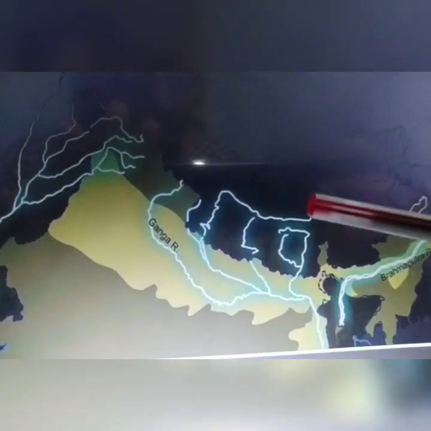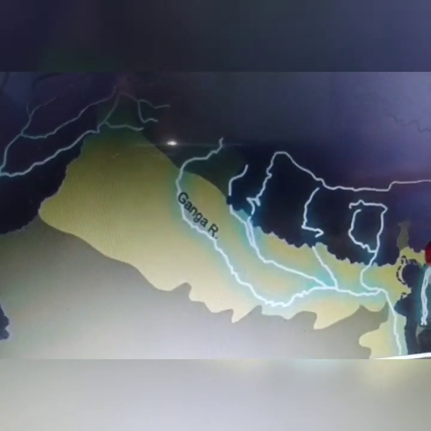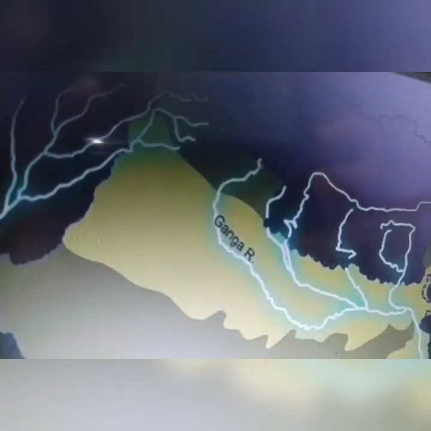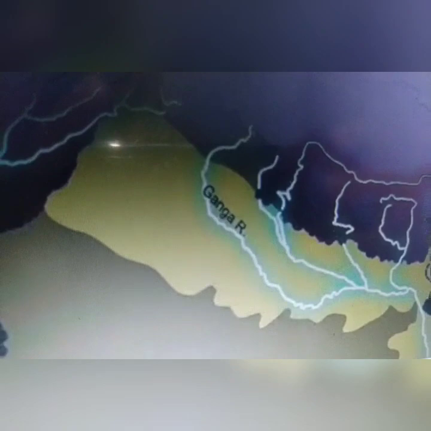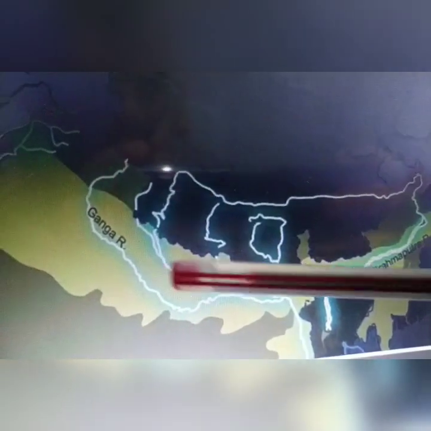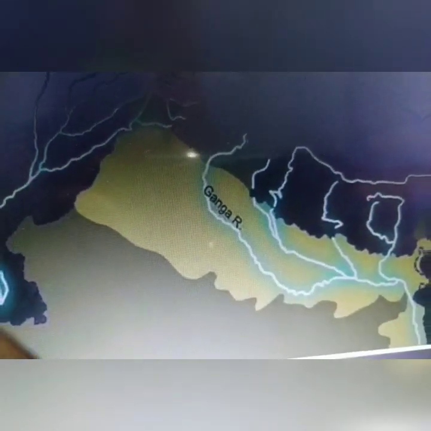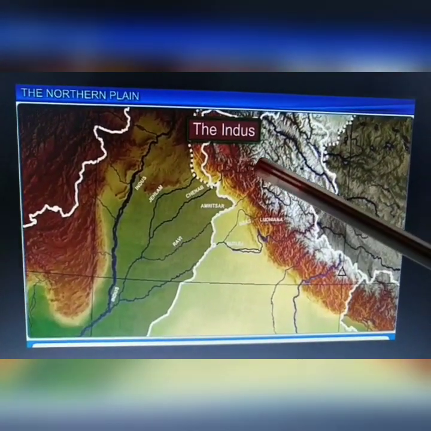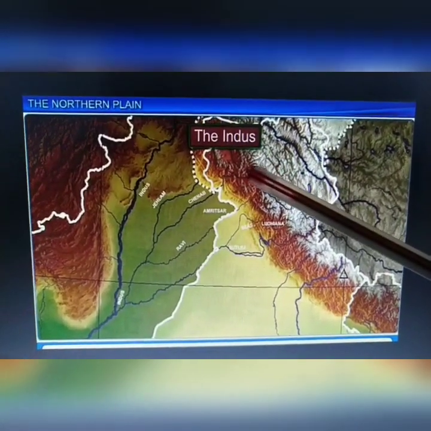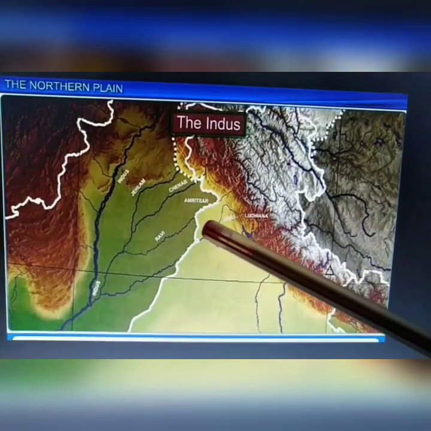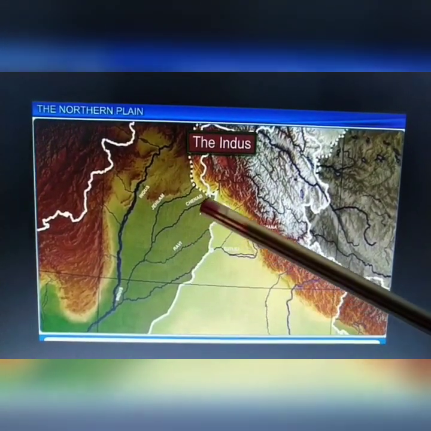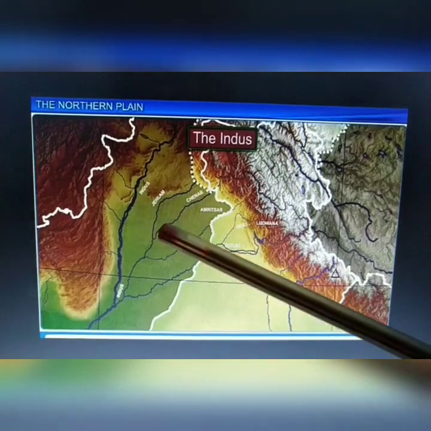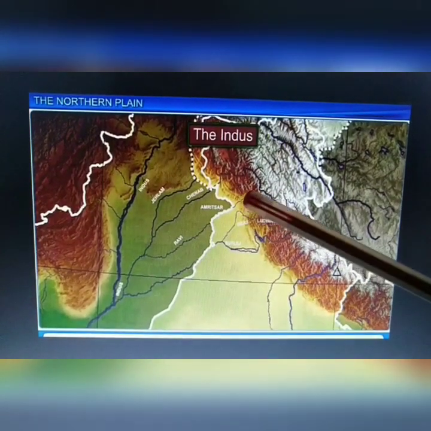The northern plain is formed by the three major rivers which start from the Himalayan mountains: the Indus, Ganga and Brahmaputra rivers. The first one is the Indus river plain. The tributaries of the Indus are the Ravi, Chenab, Jhelum, Satluj and Vyas.